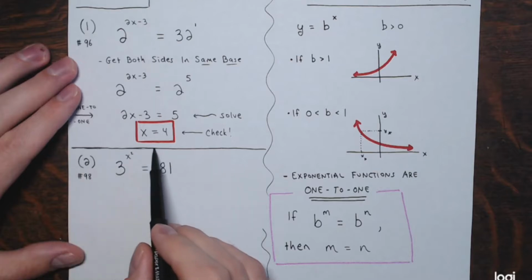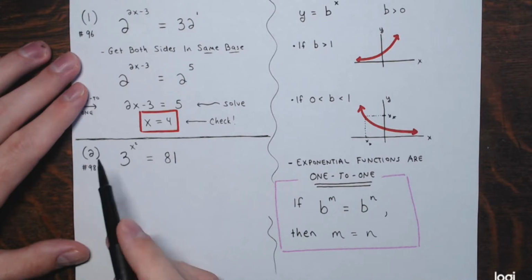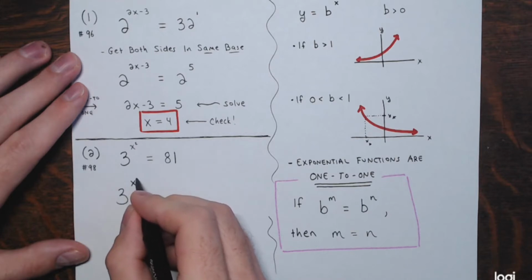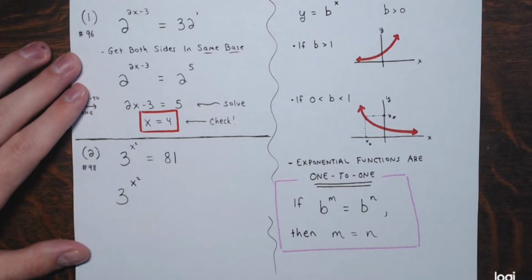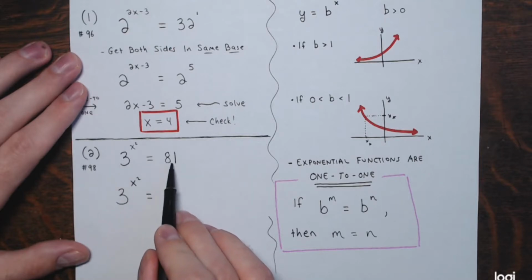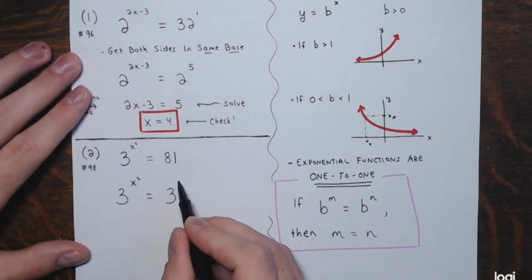All right, so again, in example 2, this is exercise 98 from the text. Here we have 3 to the x squared power. Right, the exponent is the expression x squared, equals 81. Now 81, both sides in the beginning don't have the same base. This side has a base of 3, and this side has a base of 81. But I'm hoping you see that 81 is actually a nice power of 3. 81 is 3 to the 4th power.